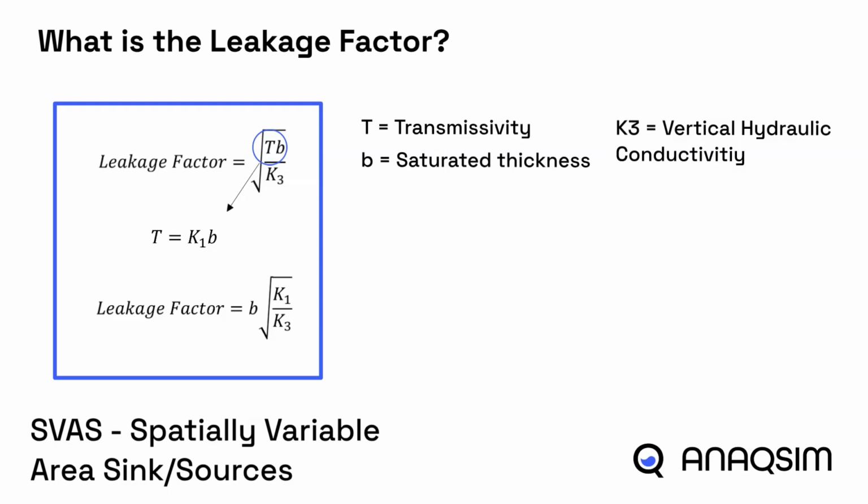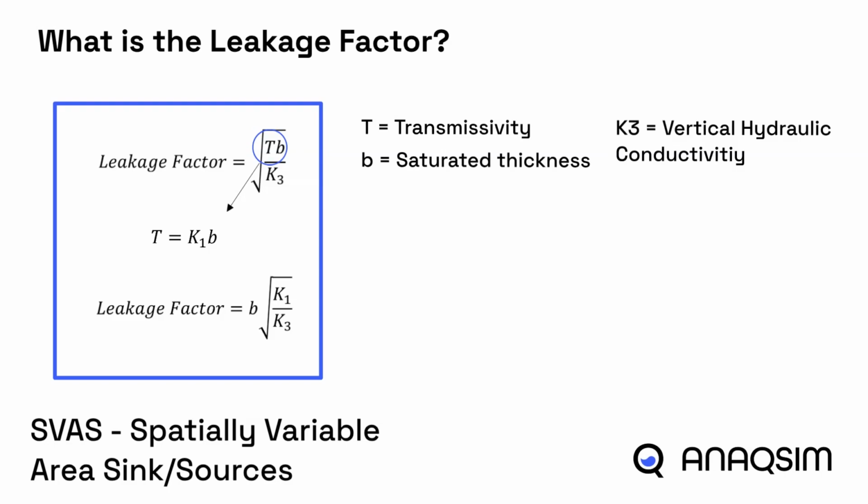This version of the equation is useful because it shows that the leakage factor is directly proportional to the thickness of the model layer and depends on the ratio of horizontal to vertical conductivity. It also makes it easier to see that the leakage factor has units of length, just like we discussed earlier. That length matches whatever units you set for your model, typically meters or feet.